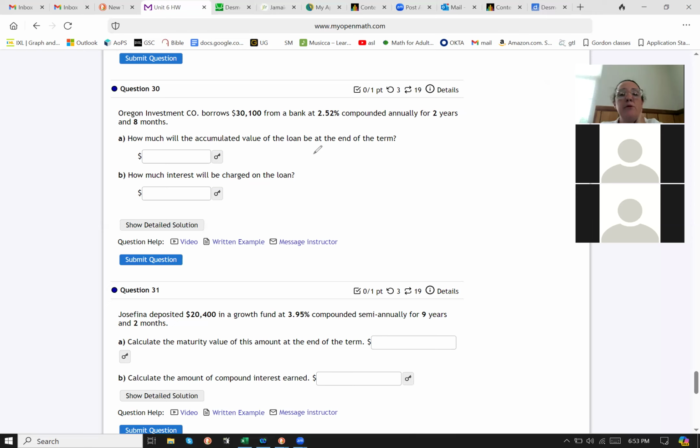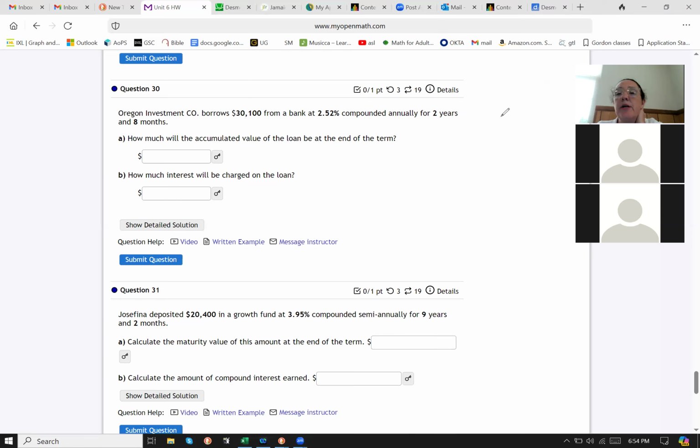So our amount, and I'm gonna just put this into Desmos, but let me write down these numbers before we get there. Our principal is $30,100. Our interest rate we'll put in is 0.0252. Time is 2 years and 8 months. And we have to do that just all as a decimal. So we need to take 8 divided by 12 to get that decimal for how many years. And it's compounded annually, so N is just 1. It's only compounding 1 time per year.